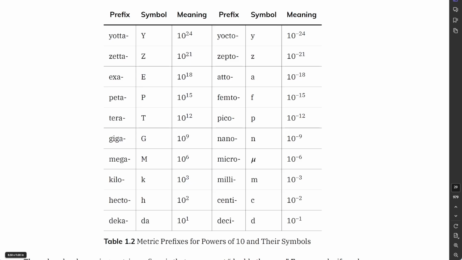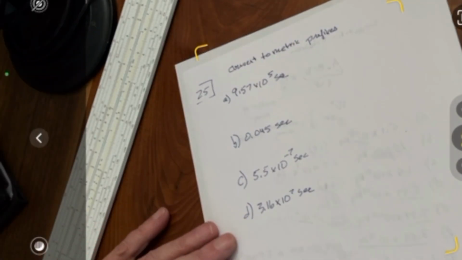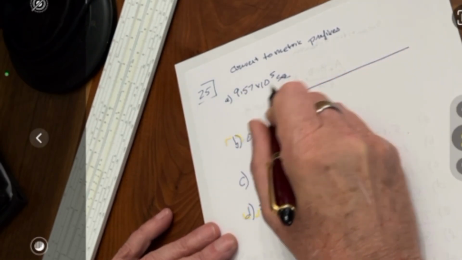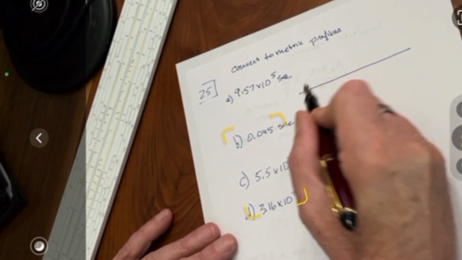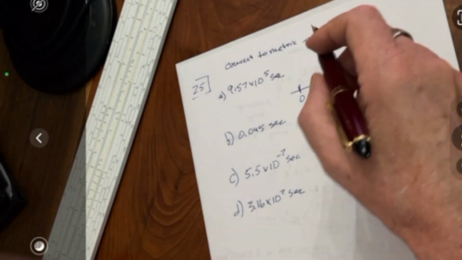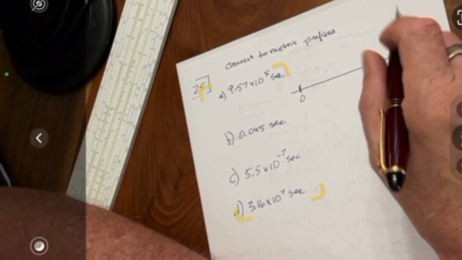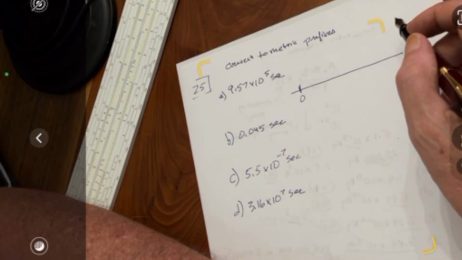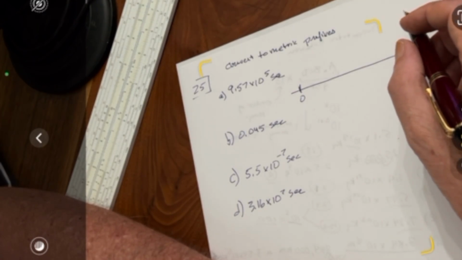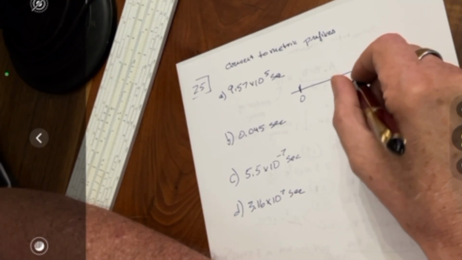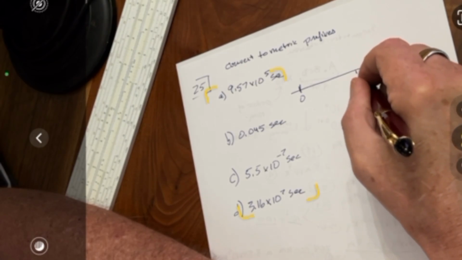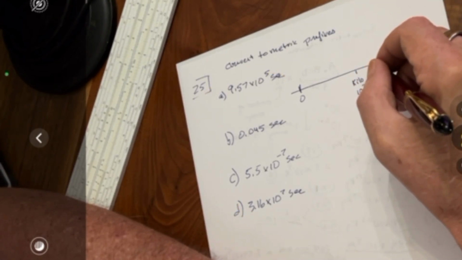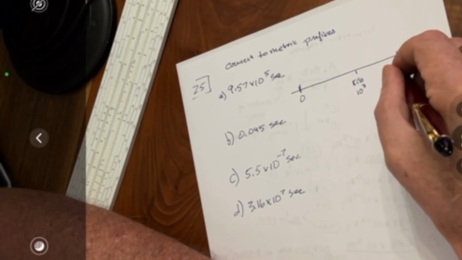9.57 times 10 to the 5 seconds. The easiest way to do this is on a number line. This number is well above 0, so we're going to put 0 here. And we're going to look for a couple of prefixes out in this general area that would fit this range. Well, let's see now. 10 to the 3 would be kilo. And then 10 to the 6 would be mega.